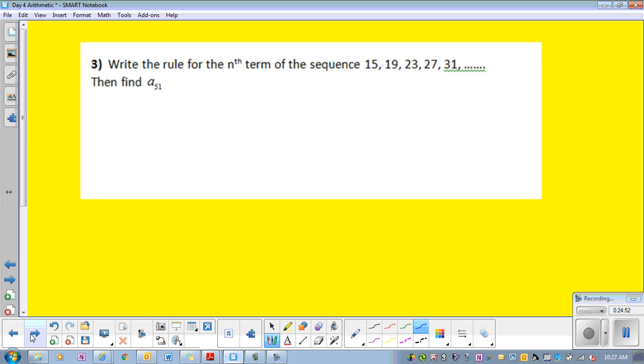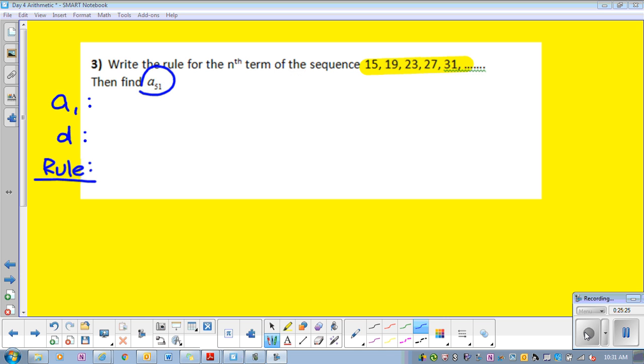Write the rule for the nth term of this sequence. Okay, so you need to find a sub 1, you need to find d, and then you can find the rule. So guys, try this. We'll find a sub 51 together, but I want you to try to figure out the rule here. Find a sub 1, find d, and that's using this sequence. Okay? Try it out.